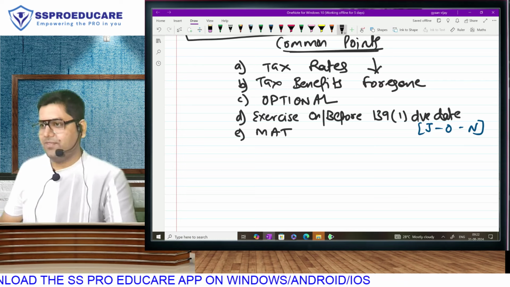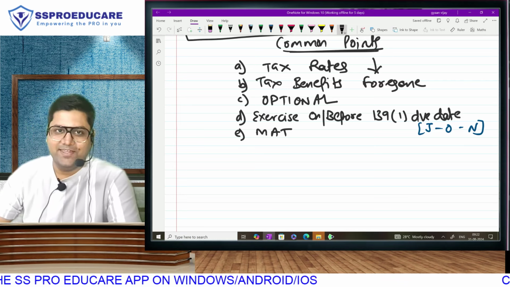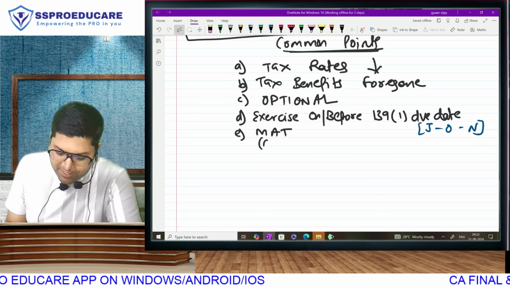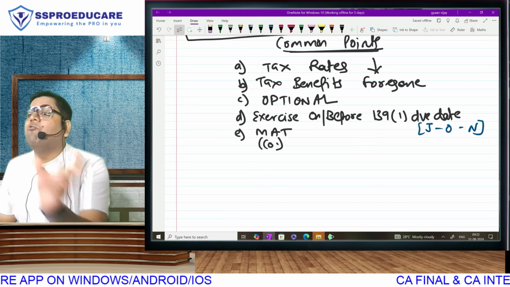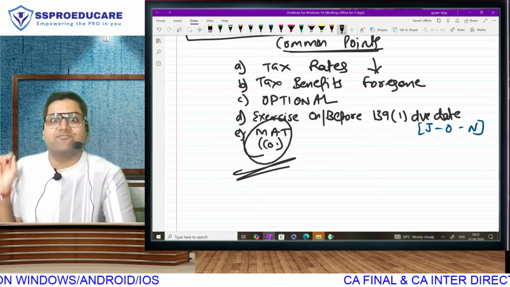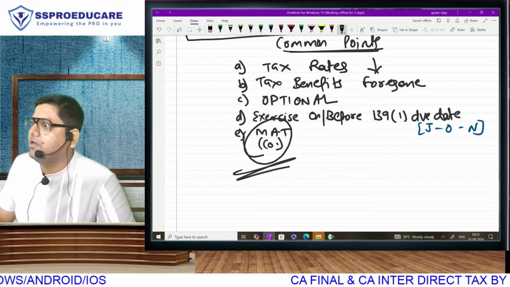Minimum how much tax? But it should start with A. Minimum this much tax you will have to pay. If you are a company, you are going to be covered in a chapter called minimum alternate tax. Whatever be your normal tax liability, if it is lower than this amount, then you have to pay minimum this much. Or you can say normal tax or minimum alternate tax, whichever is higher.